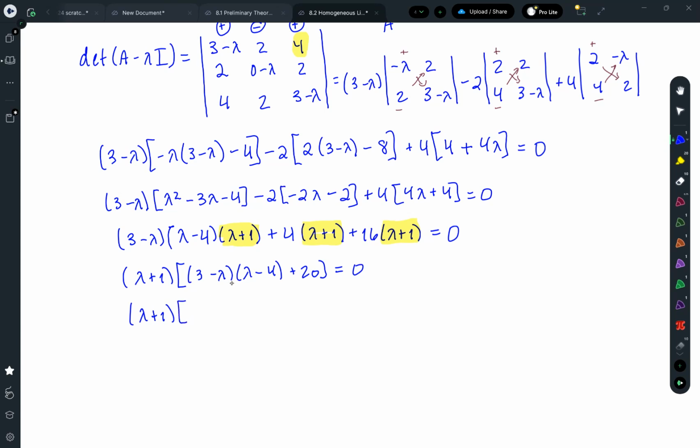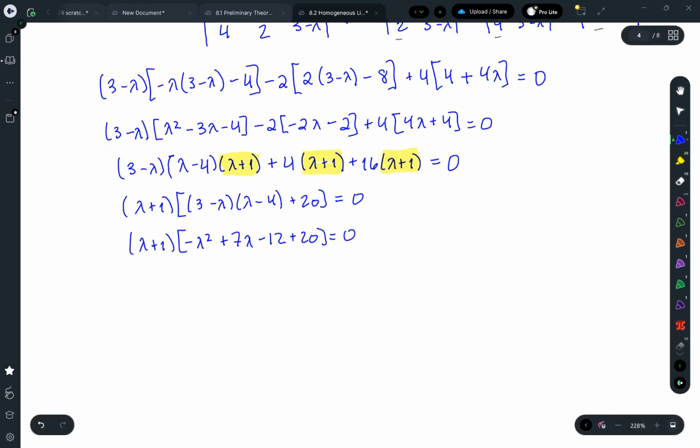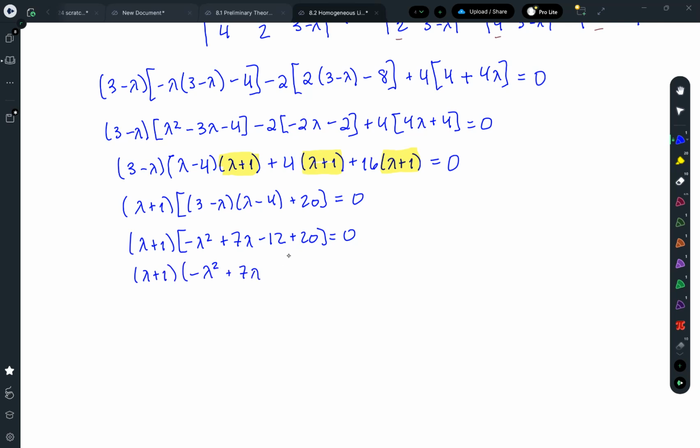So I have my lambda plus 1. Inside my brackets, I have a negative lambda squared, and then I get a 3 lambda and a 4 lambda for a 7 lambda. I have a minus 12 and a plus 20. That's equal to 0. Okay, so now I have my lambda plus 1. Inside I have negative lambda squared plus 7 lambda, and then a plus 8 is equal to 0. I'm going to factor out a negative 1, so it'll be a negative on the outside. I have my lambda plus 1, and then I have lambda squared minus 7 lambda minus 8 is 0.